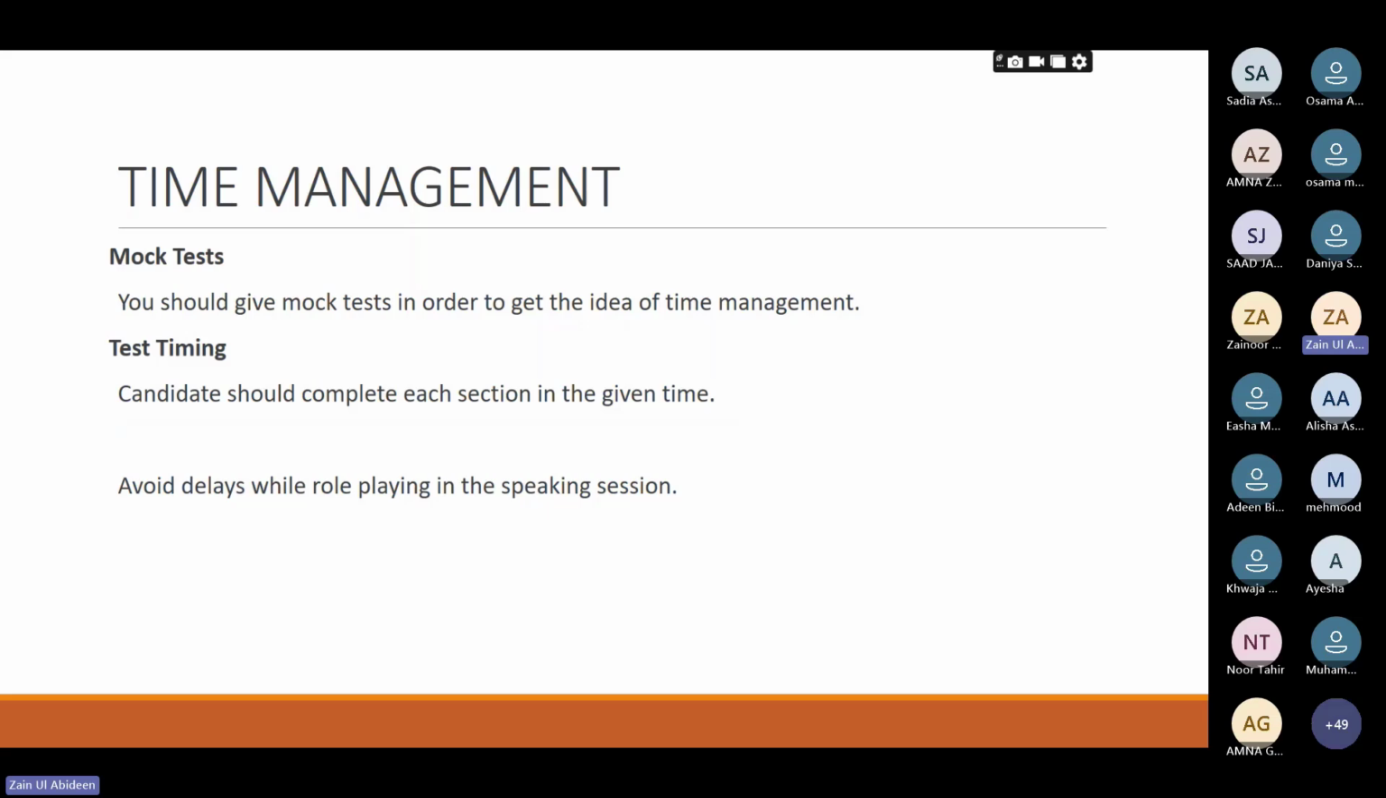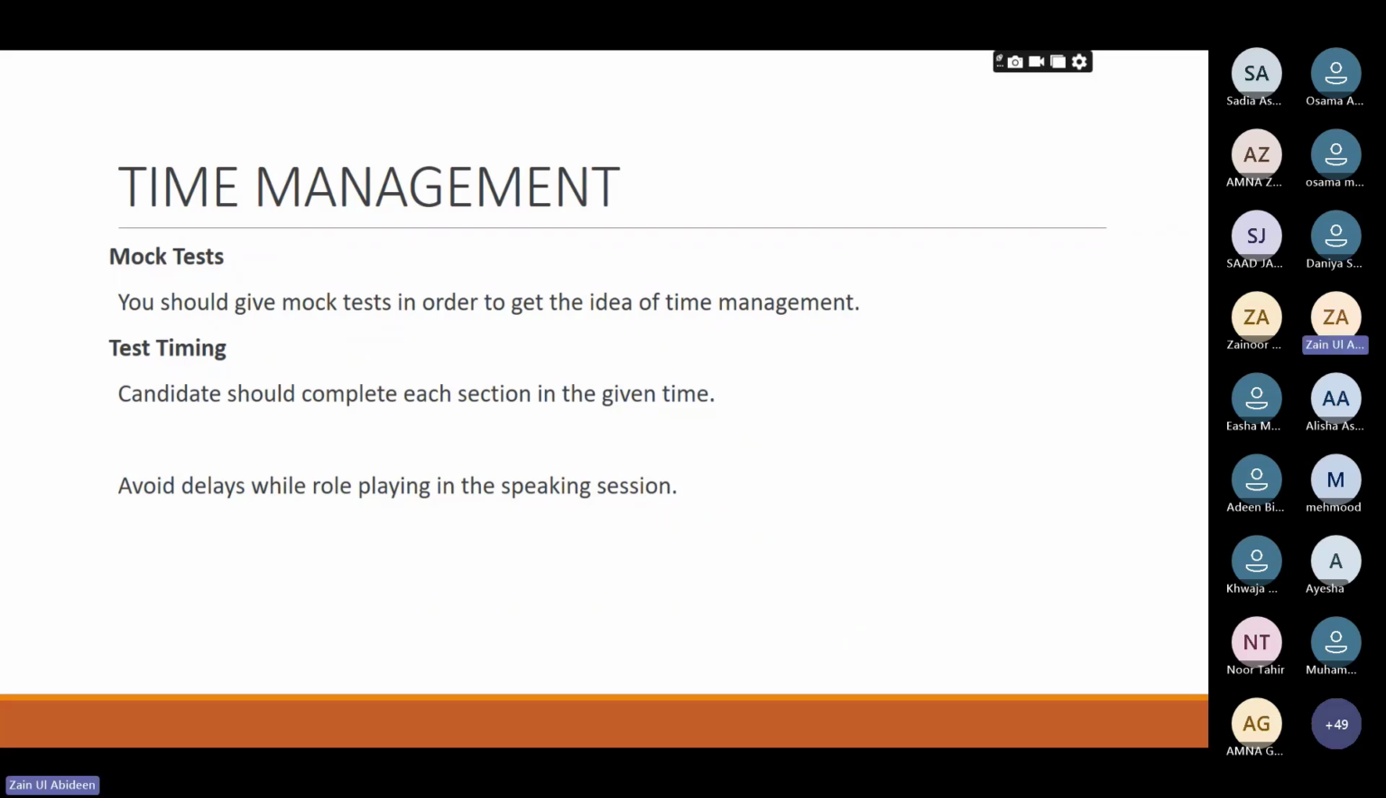You should keep in mind that I need to keep this test going at a specific speed, and I'm going to finish this section in this time and this section in this time, and this way you're going to be prepared for the time management in that test.